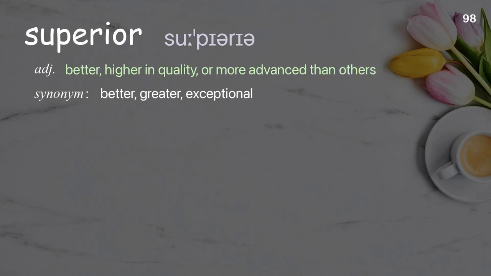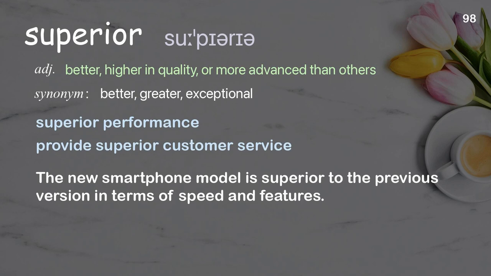Superior: better, higher in quality, or more advanced than others. Examples: superior performance, provide superior customer service. The new smartphone model is superior to the previous version in terms of speed and features.